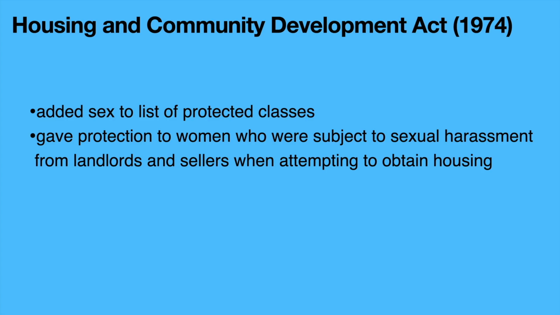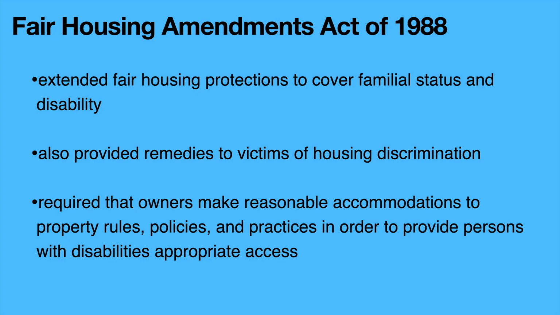The Fair Housing Amendments Act of 1988 extended fair housing protections to cover familial status and disability. It also provided remedies to victims of housing discrimination. It required that owners make reasonable accommodations to property rules, policies, and practices in order to provide persons with disabilities appropriate access.